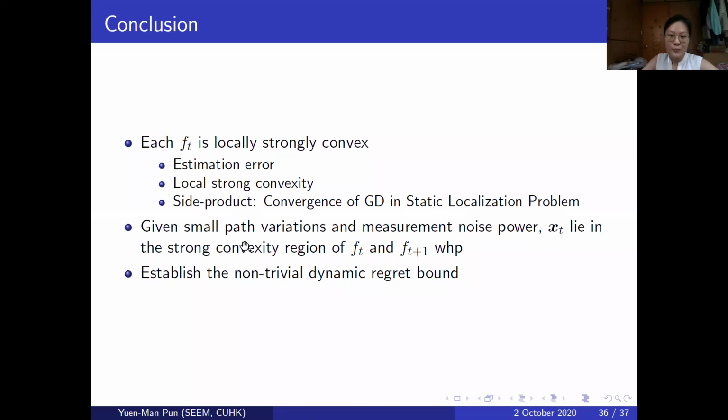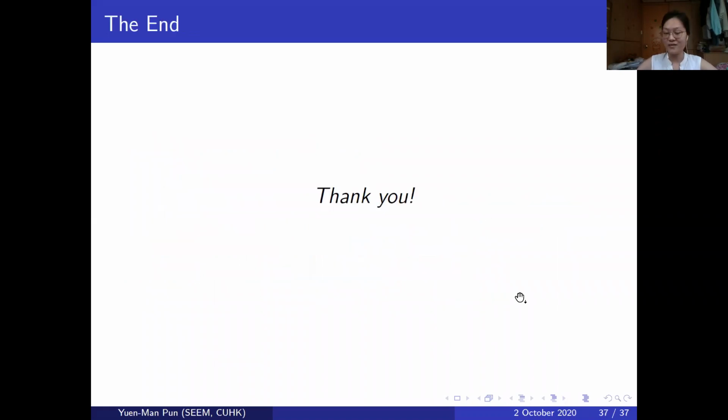And then using this local strong convexity result, we want to establish the dynamic regret bound, but we have to ensure that each xt lies in a strong convexity region of ft and ft plus 1. So we have shown this in proposition 2, and then eventually collecting all the materials we have developed, we can establish the non-trivial dynamic regret bound. So this is the end of the talk.